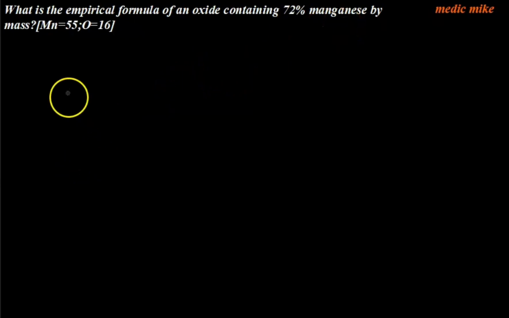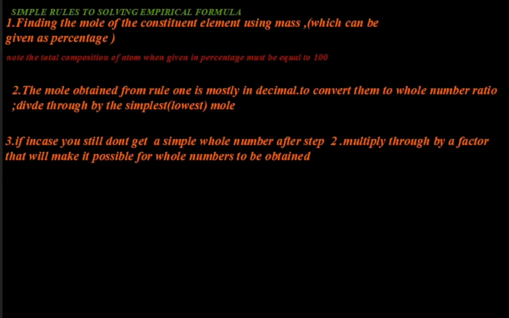So the first step to take is to write out your constituent elements and make sure they are up to 100% since it was given in percentage, and that takes us back to rule 1. And rule 1 said finding the mole of the constituent element using mass. So we have to find the moles of the constituent element, and if you have seen my video on stoichiometry, which I will leave the description link below, you will know that to find your mole it's mass over molar mass, as easy as that.